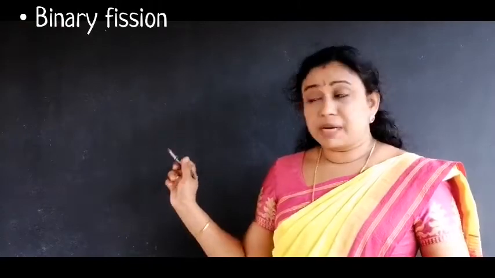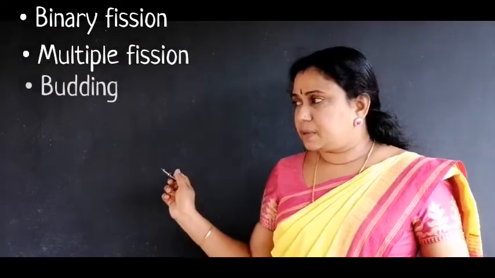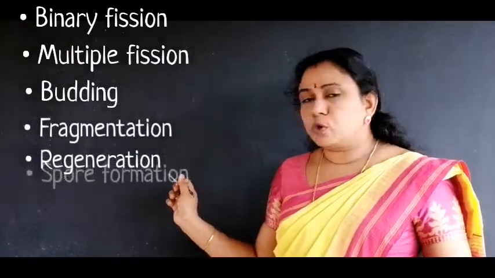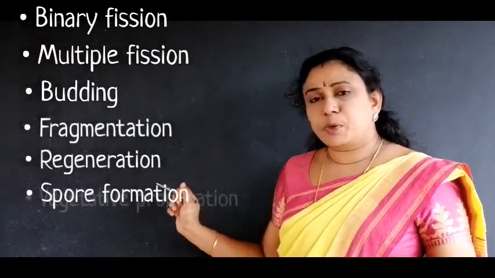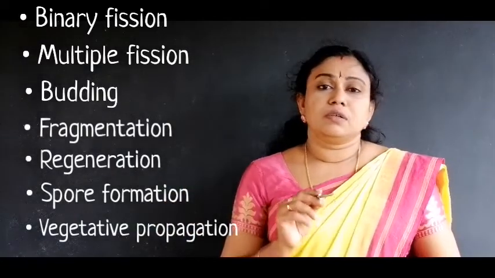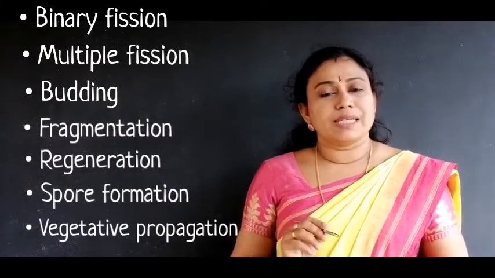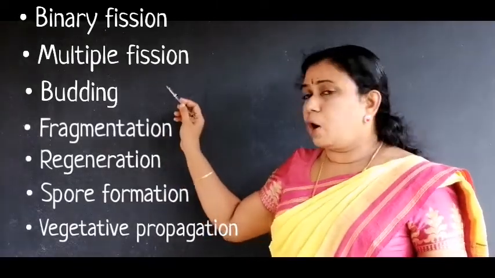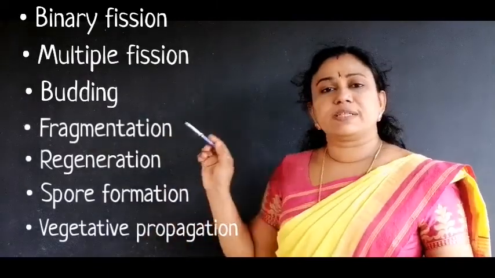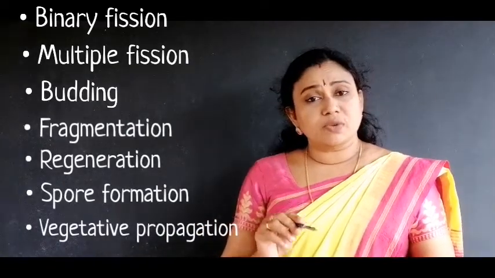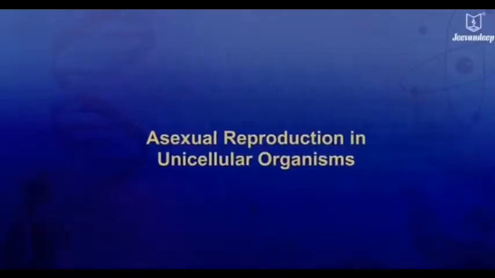Binary fission, multiple fission, budding, fragmentation, regeneration, spore formation, vegetative propagation in plants, etc. are some of the methods by which organisms reproduce asexually. Now we can learn about these different methods of asexual reproduction in detail in this video. So watch the video carefully.